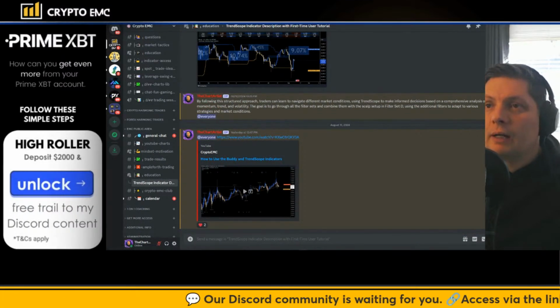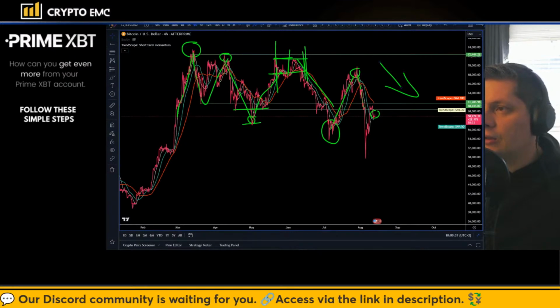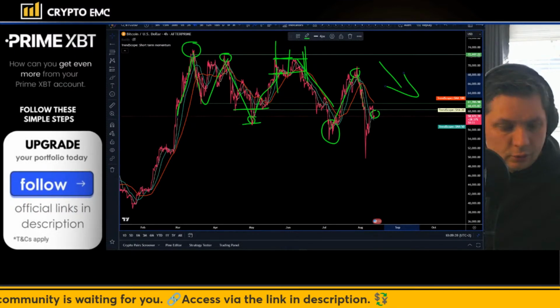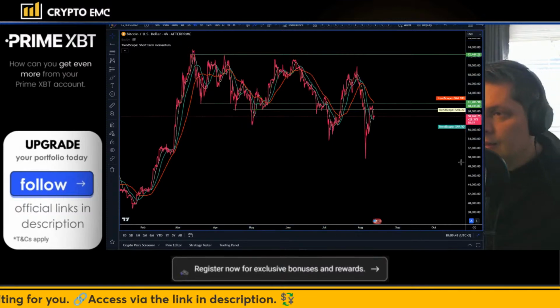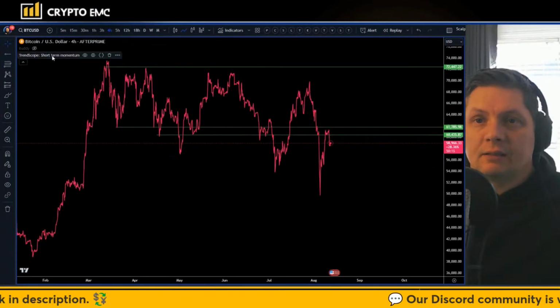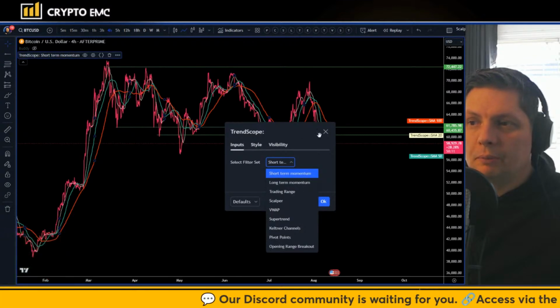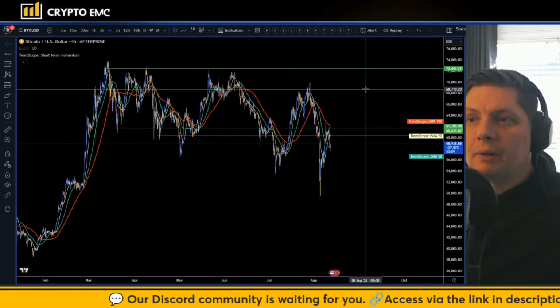Okay, so let's look at this then. What I'm going to do is just clean out all the previous brush strokes. And let's start off with the first set. So once it's loaded, you'll be able to select short-term momentum. Okay, so short-term momentum looks like this.